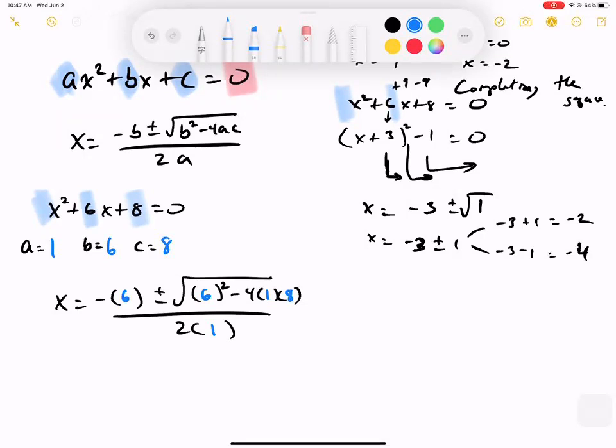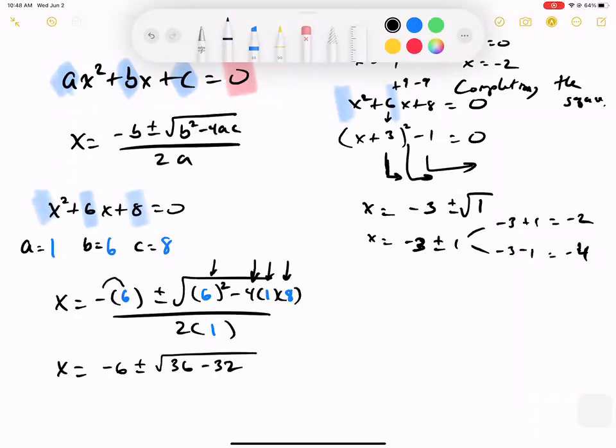Now, the next part is we're going to go ahead and multiply like terms and add like terms and get rid of all these parentheses, okay? So what is X equals? Negative times a positive is a negative 6, plus and minus the square root of 6 squared. What's 6 squared? That's 6 times 6 is 36. What is 4 times 1 times 8? 4 times 1 is 4, times 8 is 32. It's going to be negative 32.